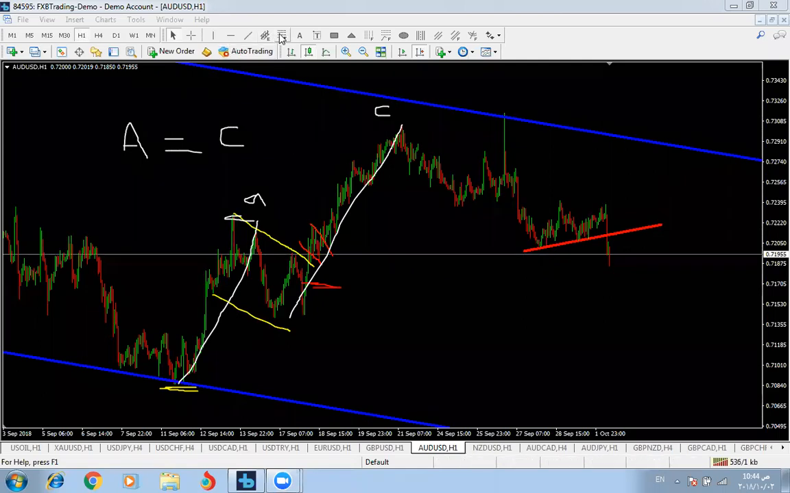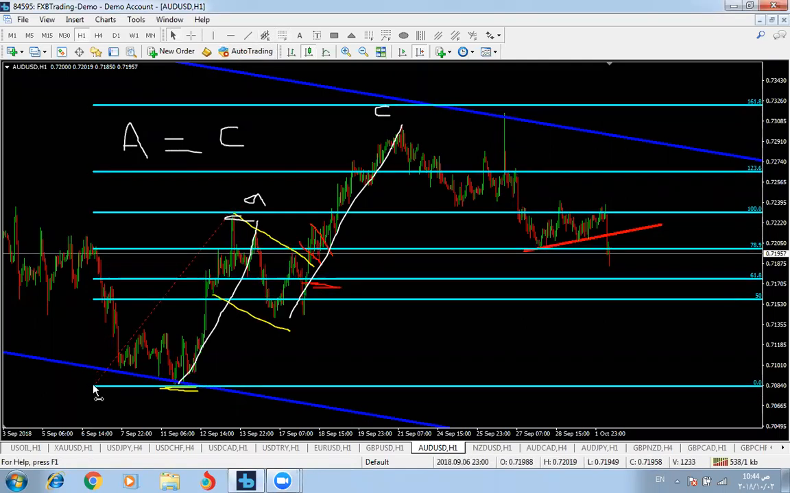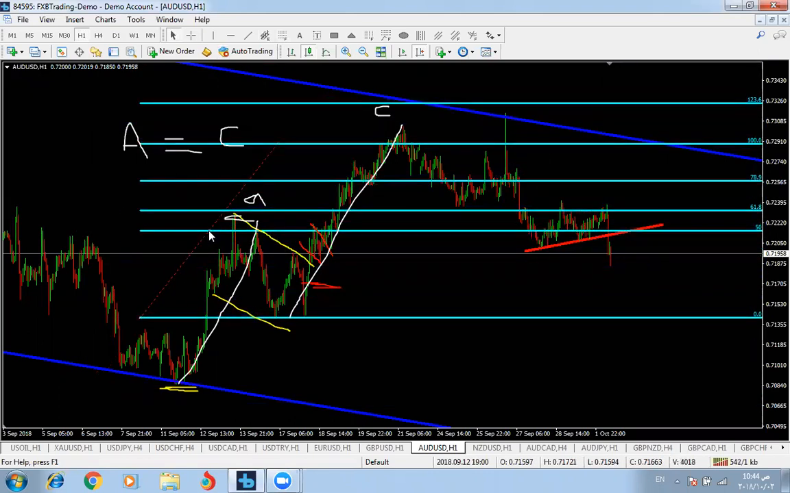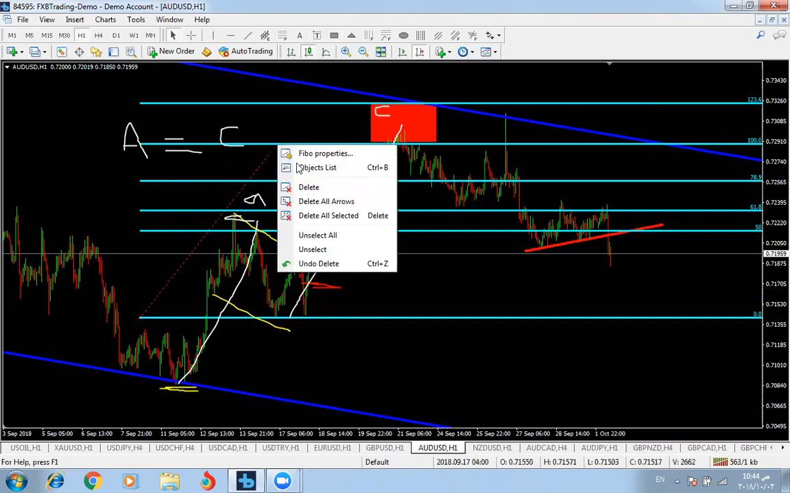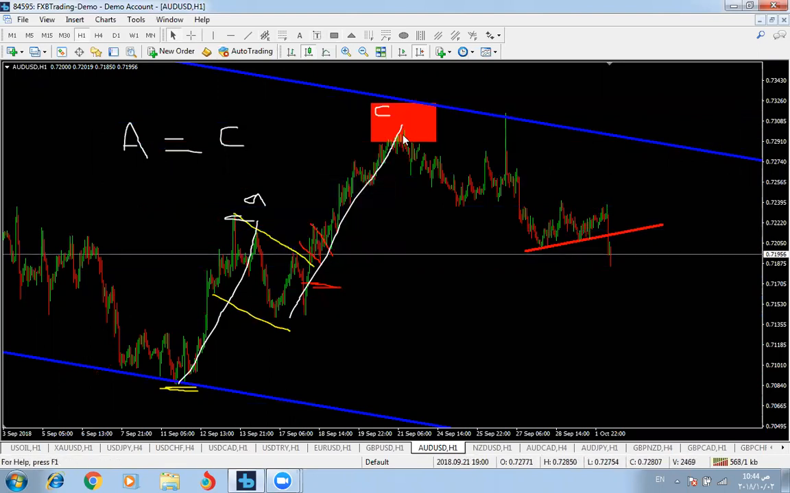I use the Fibonacci ratio to determine the reversal point. For the reversal point, I use the red box, which is around equality between A and C, and 123.6. I anticipated the price should reverse from this red box, and this is exactly what happened.